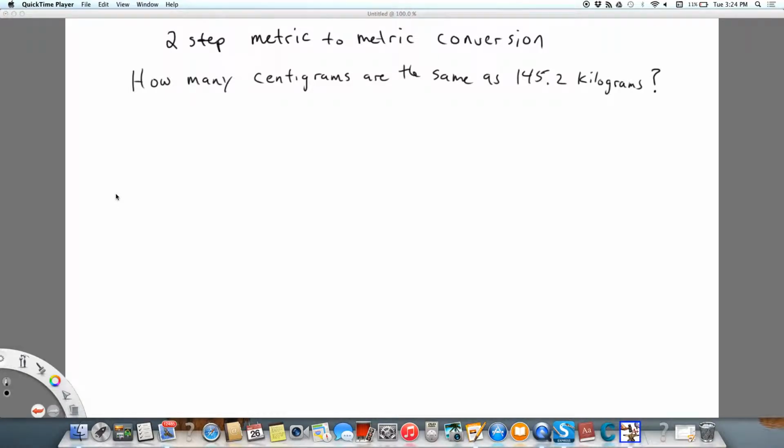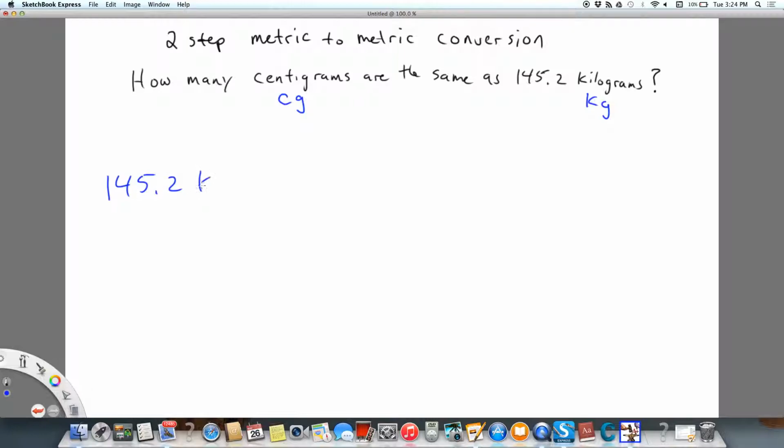All right, so I would like to do a two-step metric to metric conversion. So first of all, we're asked how many centigrams, I'm going to go ahead and write the abbreviation, are in, or are the same as, 145.2 kilograms. Okay, so I'm going to start off with 145.2 kilograms. And like always, I'm going to multiply.